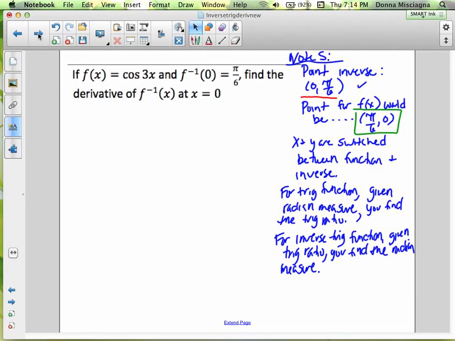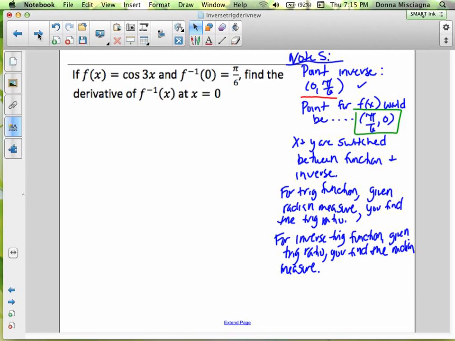So the point on the inverse is (0, pi/6), right? For trig functions, given radian measure, you find, let's look at the inverse here. So for inverse trig function, given the trig ratio, you find the radian measure, right? So the trig ratio is 0. The measure of the angle is pi/6. On the trig function, it's reversed, right? So a point for f of x would be (pi/6, 0).